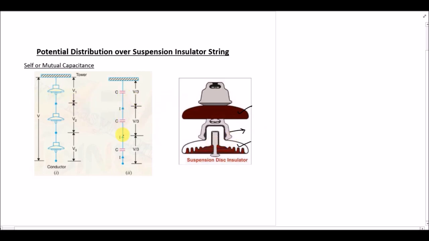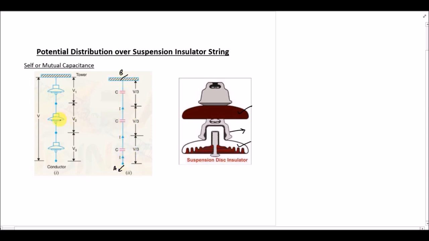There is a current, the leakage current, that is flowing between the conductor that is at the lowest point of the insulator and the tower, which is grounded. So there is a potential difference between these two points, point A and point B. So there is a leakage current, or the current I, that is flowing from the conductor towards the grounded tower.